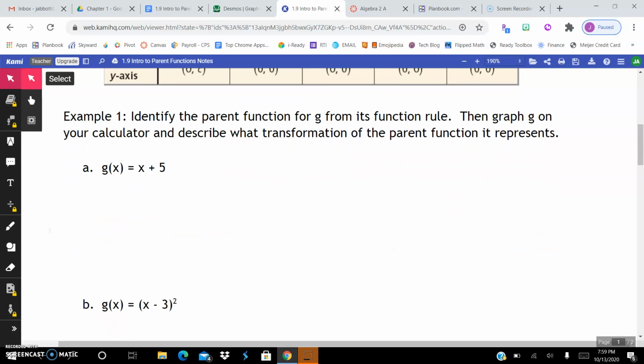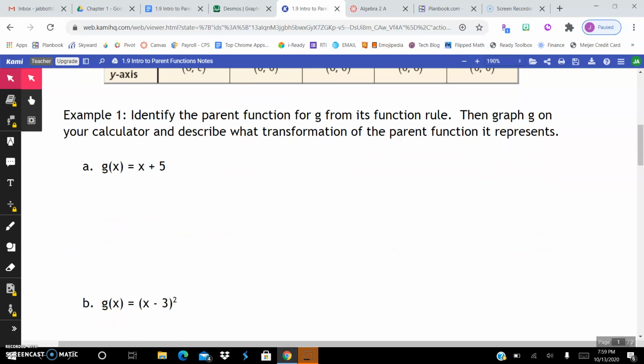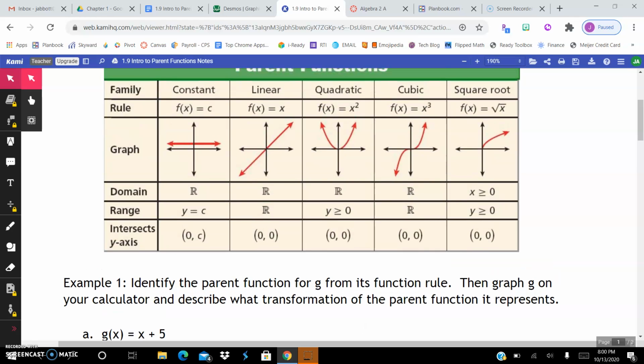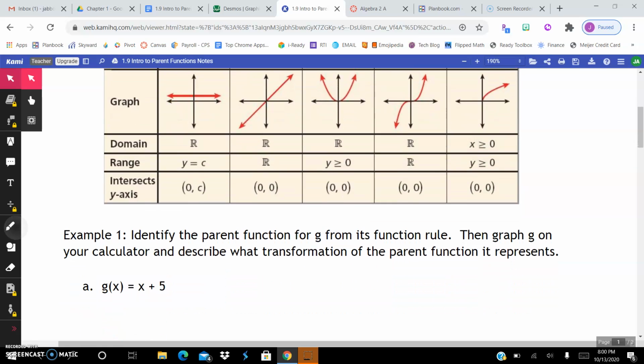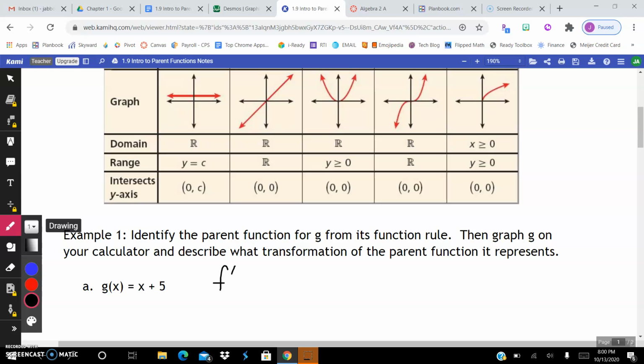So for example 1, it says identify the parent function for g from its function rule. Then graph g on your calculator and describe what transformation of the parent function it represents. So I have x plus 5 here. If I go back and look, the only type of function that just has an x without an exponent or anything else is linear. So the parent function here would be f of x equals x. That's the linear parent function.